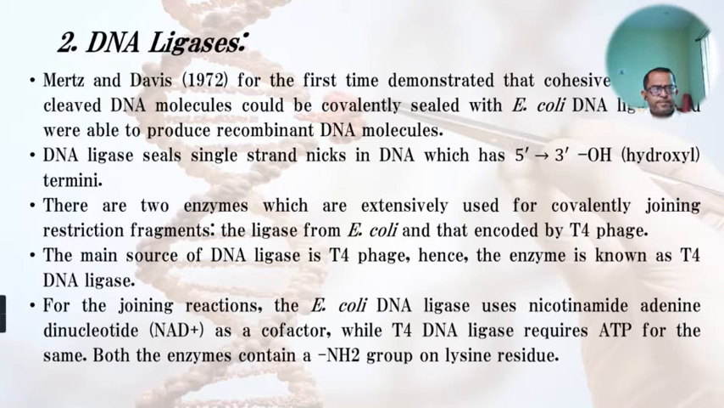And both of these enzymes, whether isolated from E. coli or the T4 bacteriophage, require some cofactors to function. The DNA ligase enzyme extracted from E. coli requires nicotinamide adenine dinucleotide as a cofactor, in simple terms NAD+, while T4 DNA ligase requires ATP as a cofactor in order to perform their activity. These cofactors are essential for these enzymes, and without their presence, the enzyme won't function.